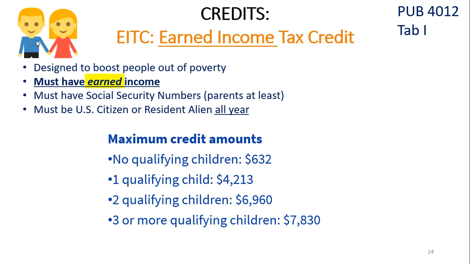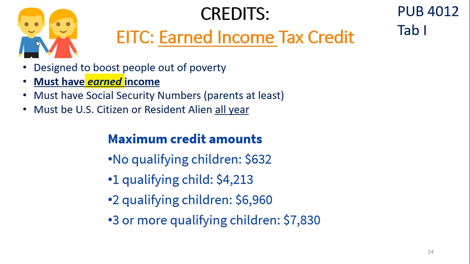Now, the best credit, the Earned Income Tax Credit, or EITC. Keyword here being earned income. This credit was designed to boost people out of poverty, and you must have earned income. That means you work for it, blood, sweat, and tears. You also need to have a social security number. The parents, the taxpayers, have to have a social security number. The dependents do not. Must be a U.S. citizen or resident alien all year, meaning they have to live in the United States.